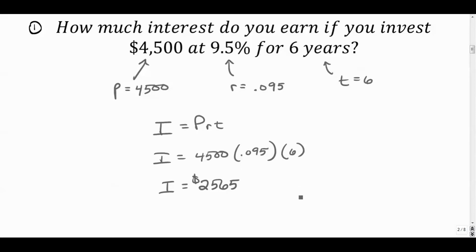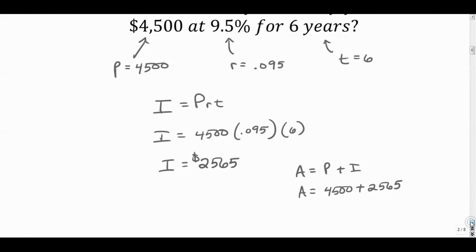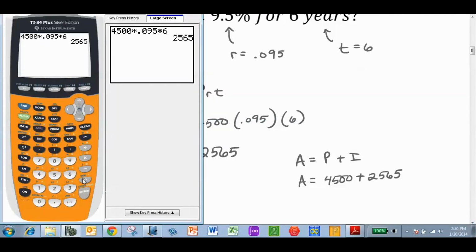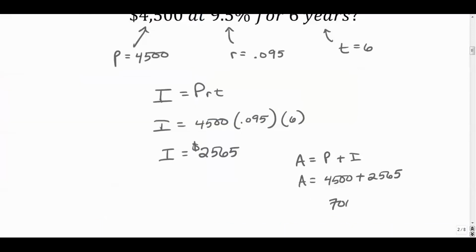At the end of that, A would be the amount in your account, the amount that you initially deposited plus your interest. So it's going to be P plus I. So the amount in your account is $4,500 plus the interest that it accrued. So if you add that to 4,500, you've got $7,065, which is really nice.